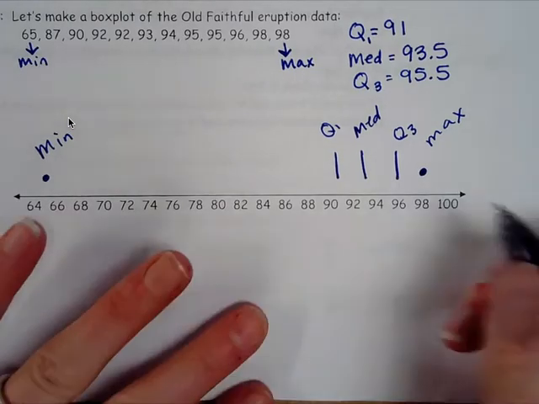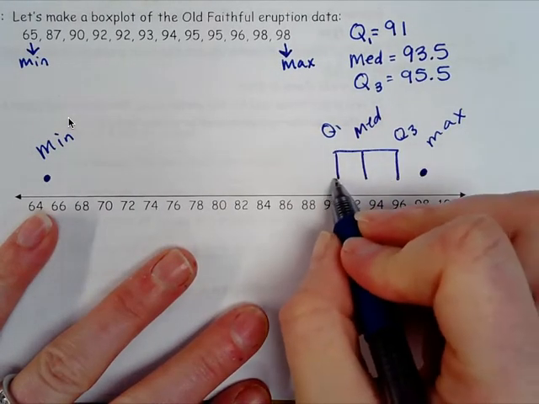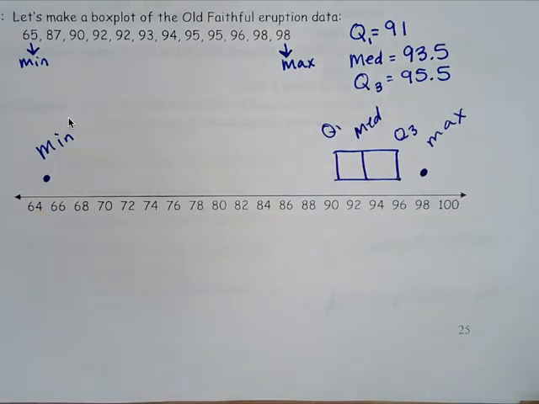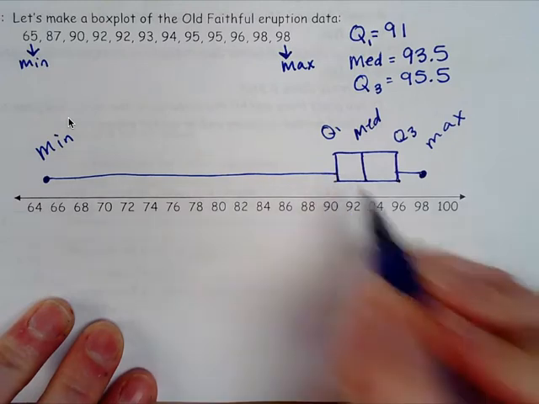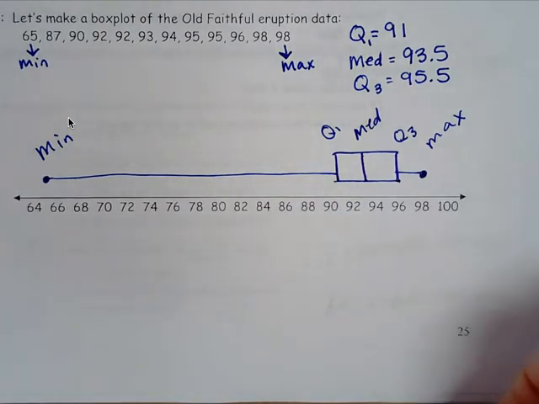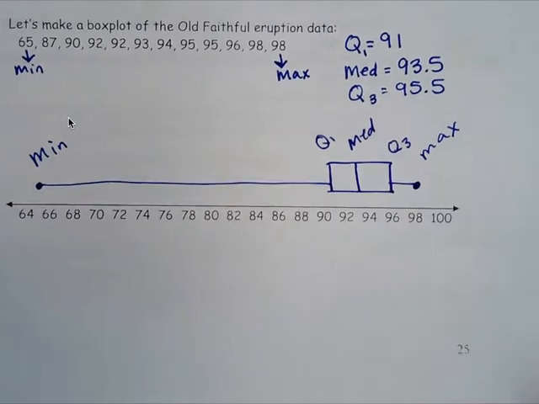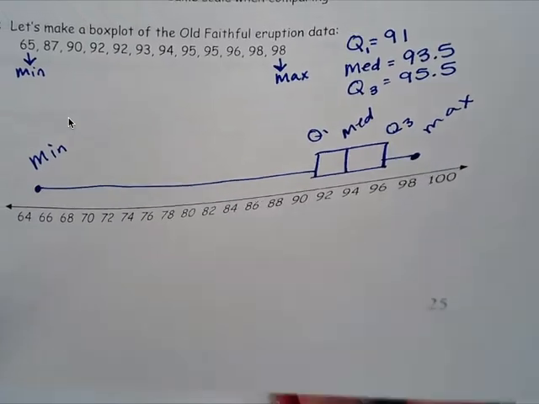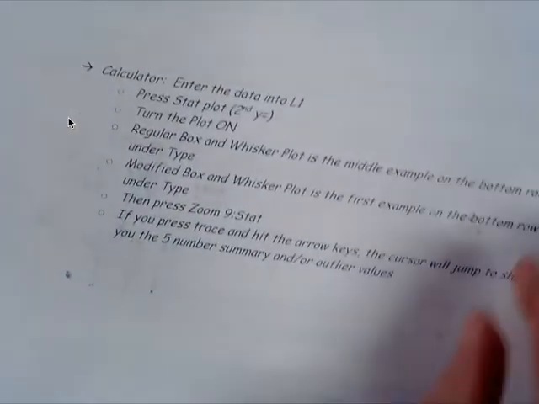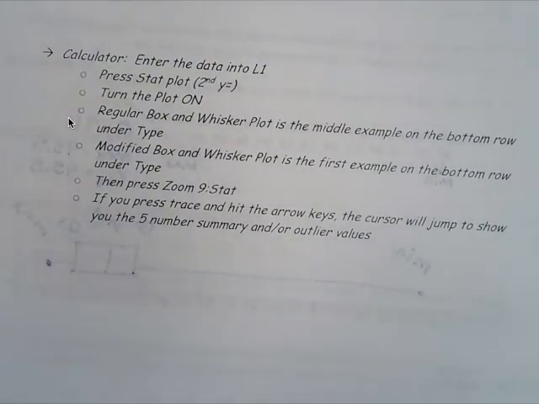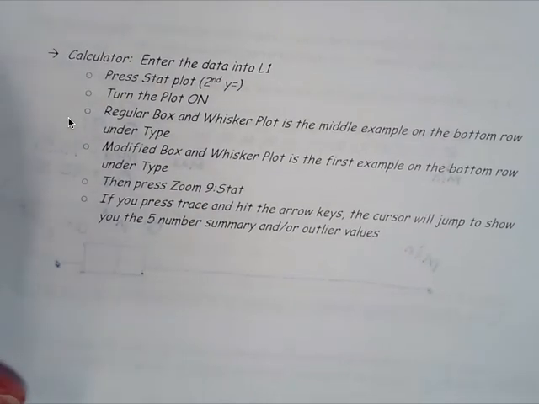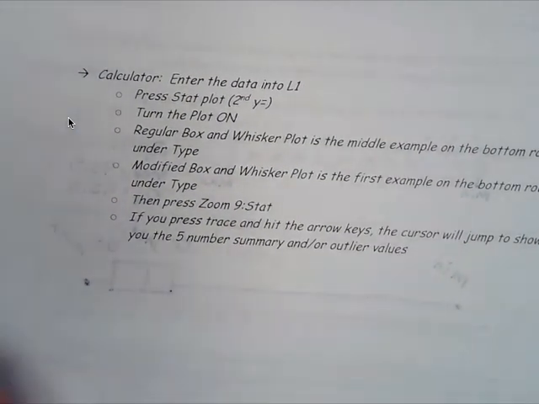So we've identified all of them. Now put a box, quartile 1, median, quartile 3. So that's your box, and then your whiskers go out to your min and max. There's your box and whisker plot, or your box plot. And then our last part of this does tell us about how to put in a box plot on the calculator if you have your data there. So that is all for this lesson.